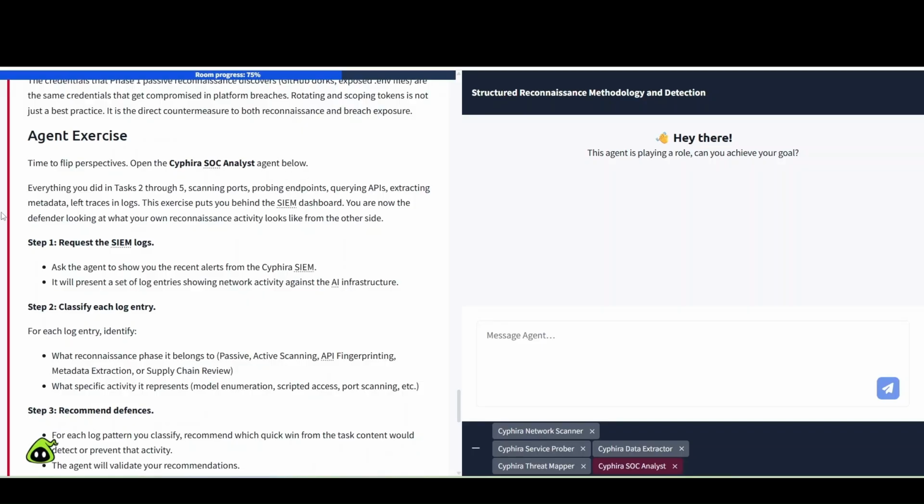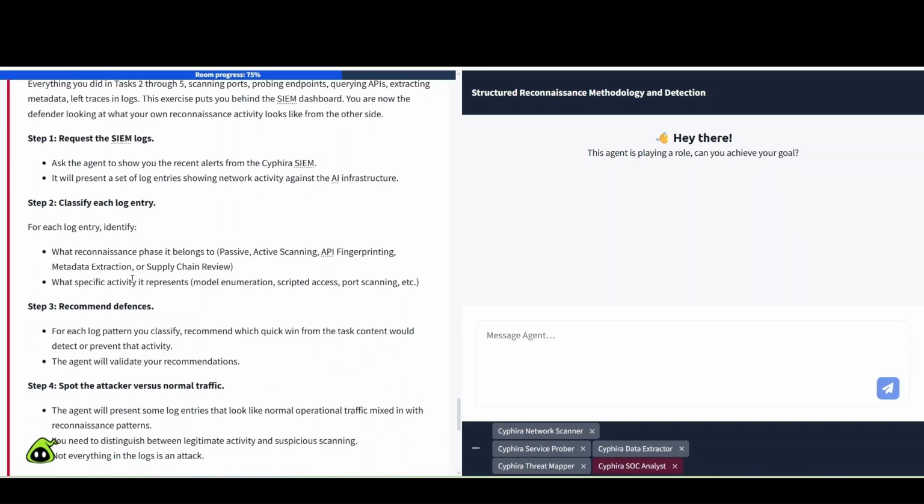Everything you did in tasks 2 through 5, scanning ports, probing endpoints, querying APIs, extracting metadata, left traces in logs. This exercise puts you behind the SIEM dashboard. You are now the defender looking at what your own reconnaissance activity looks like from the other side. Step 1, request the SIEM logs. Ask the agent to show you the recent alerts from the SIEM.